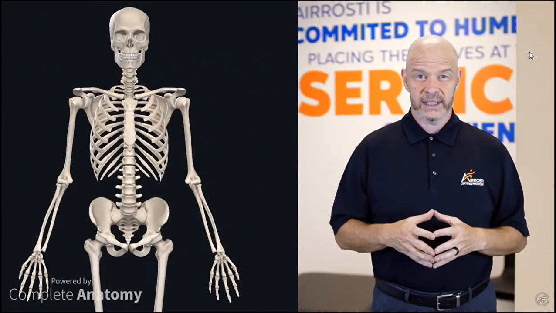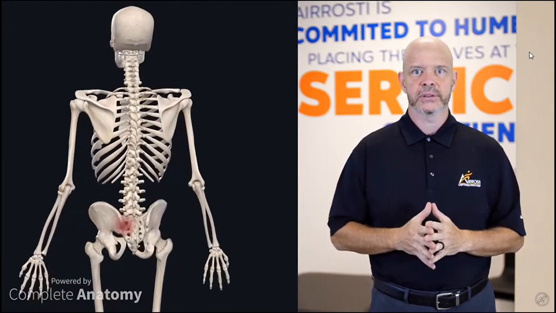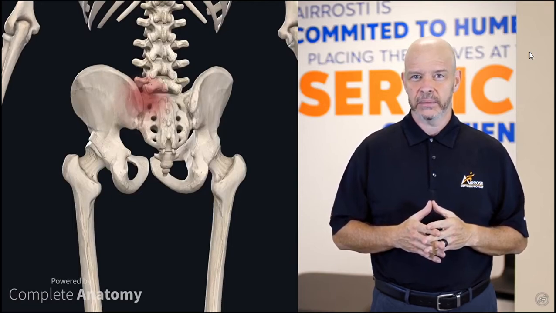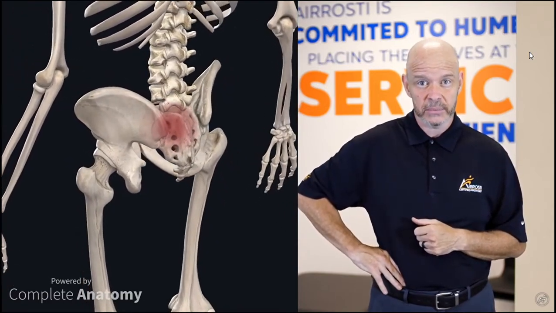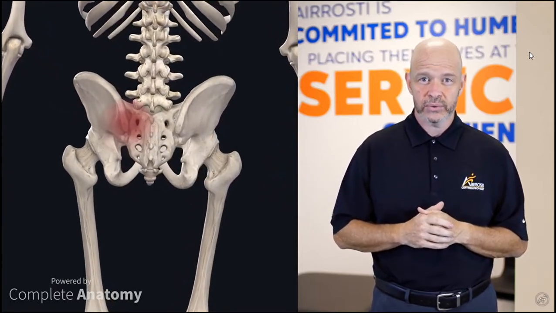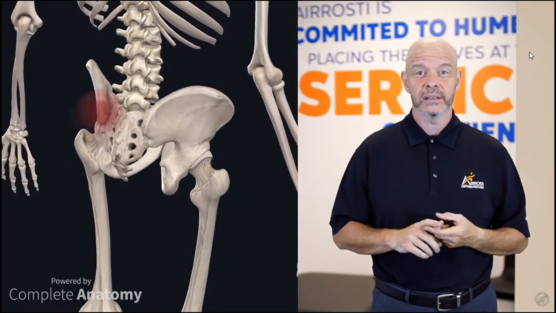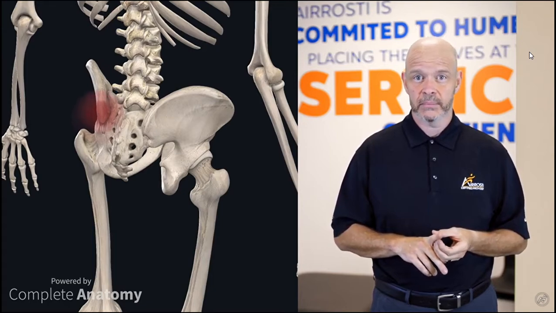Okay, so what is SI joint pain? Well, let's talk about what the SI joint is first. The SI joint is a connection between your sacrum and your ilium. Your sacrum is your tailbone, and the ilium is where you can put your hands on your hips, okay? This connection between those two bones can be injured through overuse, through running, lifting, walking, and or sitting for long periods of time.